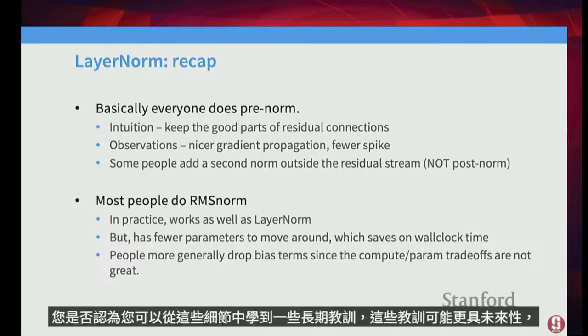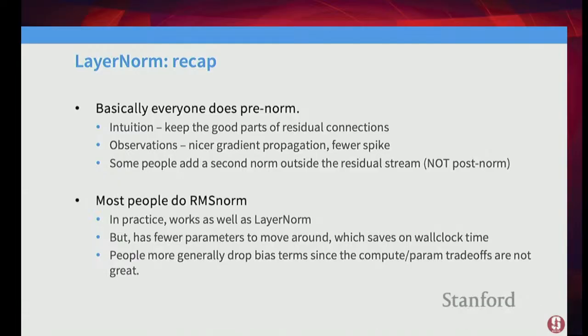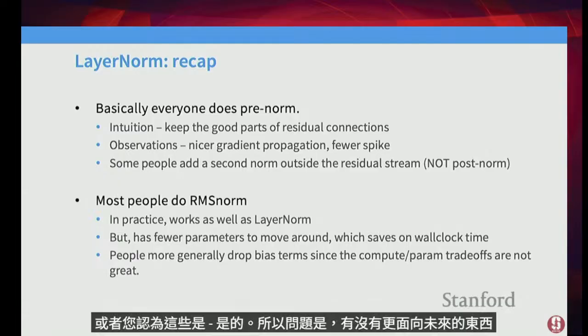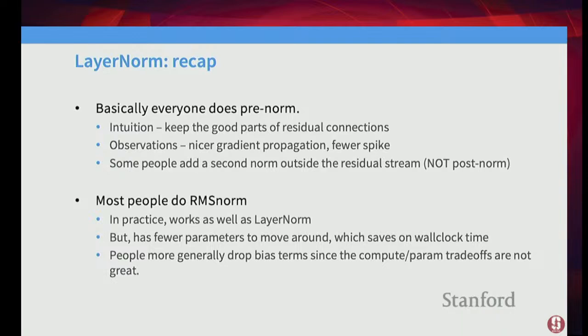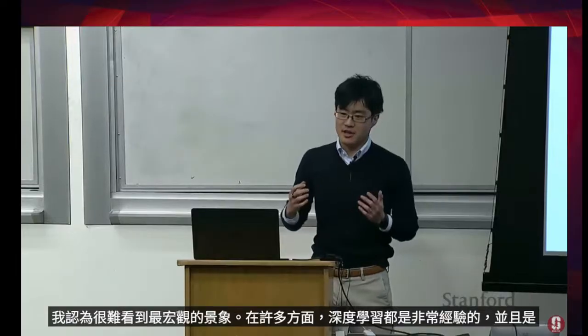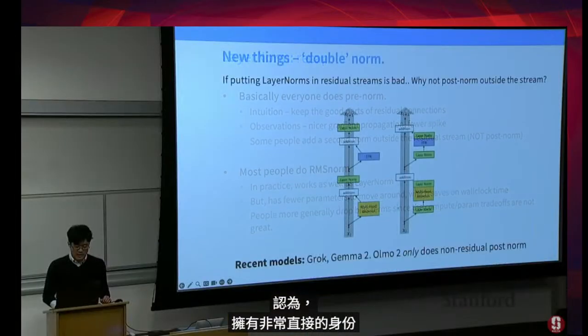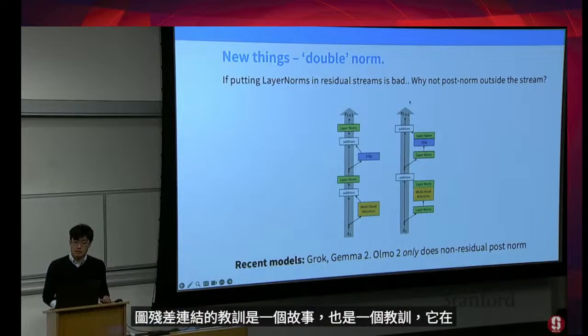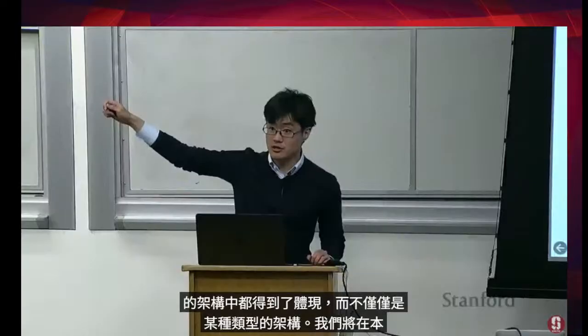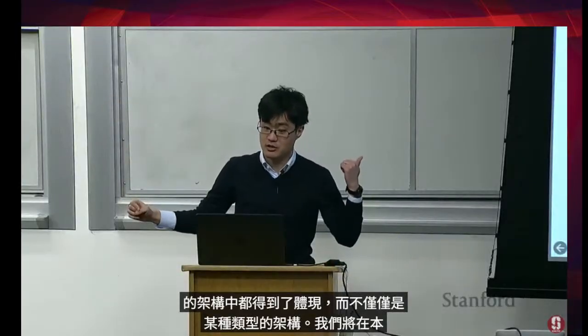Do you think there are some long-term lessons you can take away from these details that are more future-proof potentially, or do you think these are not? Yeah. So the question was, is there something more future-proof? And I think it's hard to have the biggest picture. In many ways, deep learning has been very empirical and bottom-up rather than top-down. But I do think there are some generalizable lessons that you could draw from here. The lesson of having very direct identity map residual connections is a story that has played out in many, many different kinds of architectures, not just in these kinds of architectures.